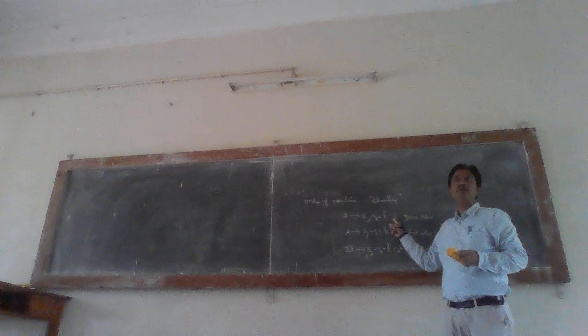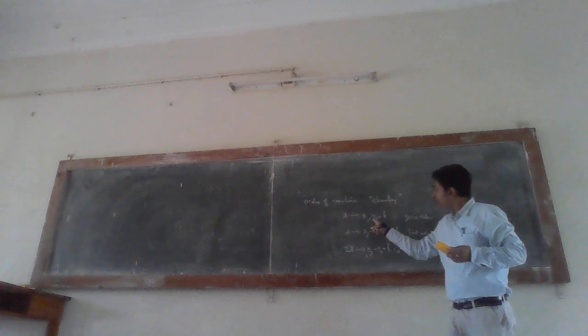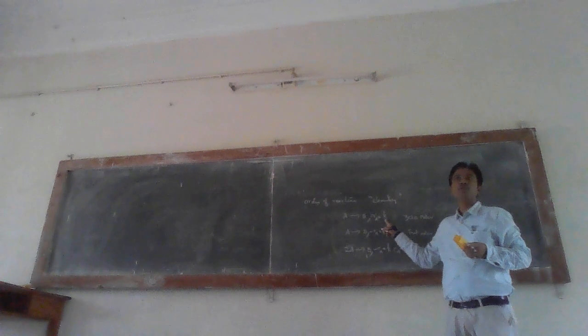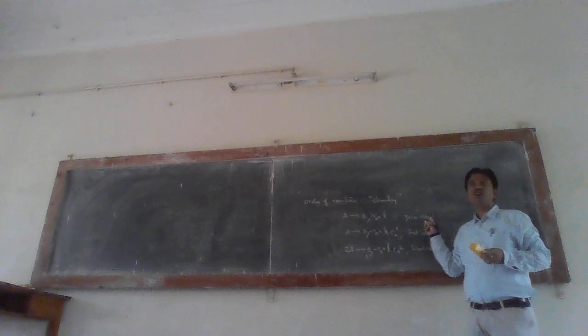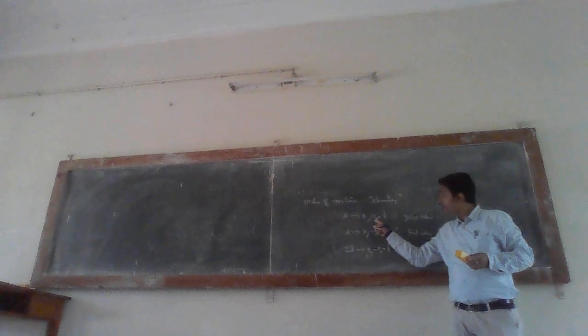Because anything power 0 is 1, we know that. So I no need to write c power 0, because already power 0 is 1. So my rate is now only k. So what do you mean by this zero order reaction? My rate is independent of concentration, because there is no concentration term. It is not at all depending on concentration here.